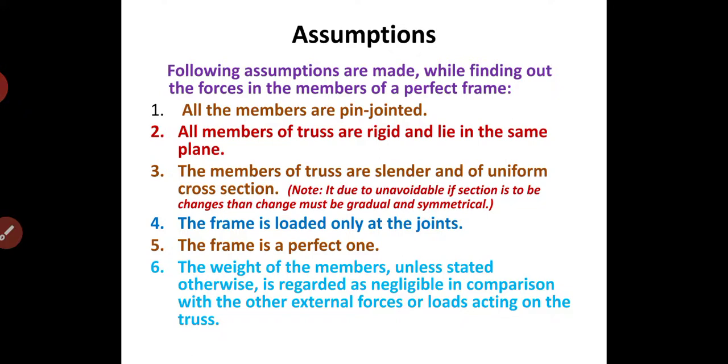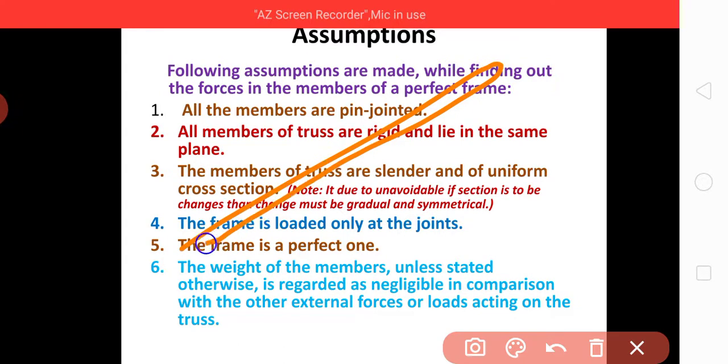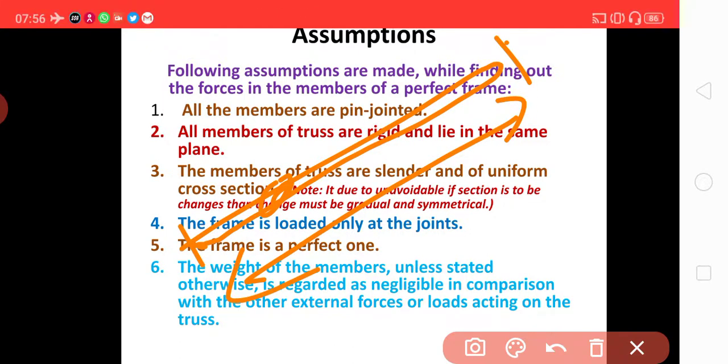The members of the truss are slender and of uniform cross section. Slender means a member having length much larger than the cross section. This is a cross section and length is this much. Then we will say that this member is a slender member. It should be of uniform cross section throughout.